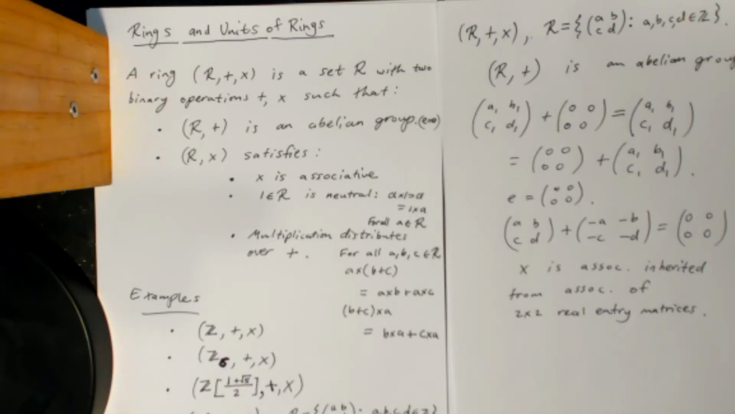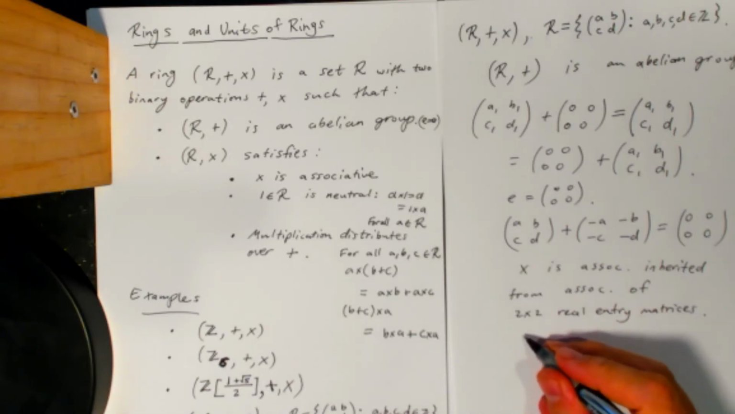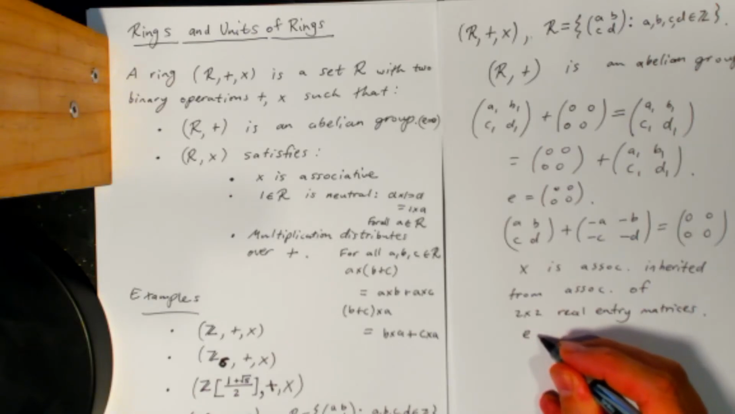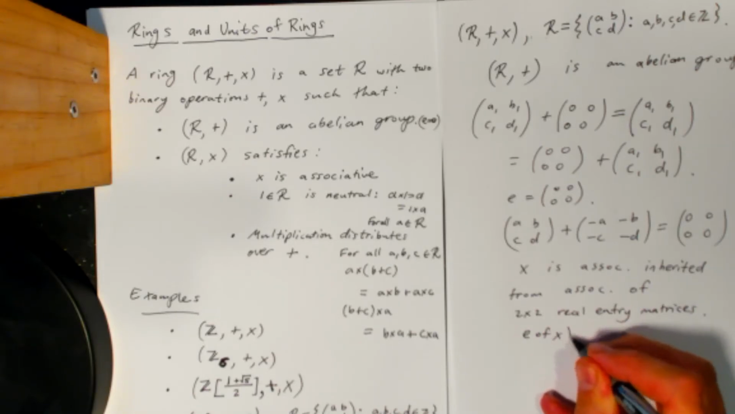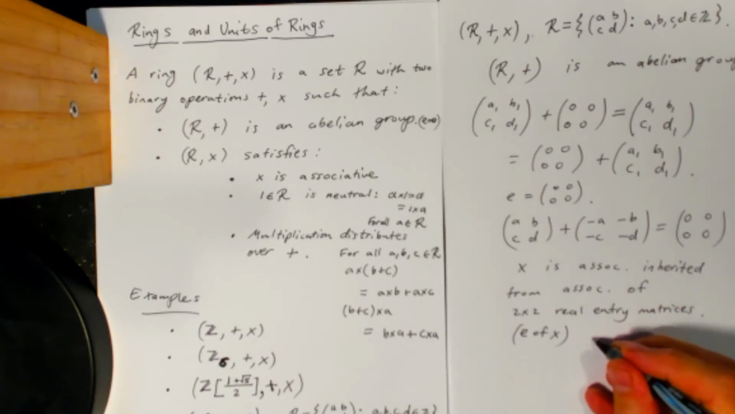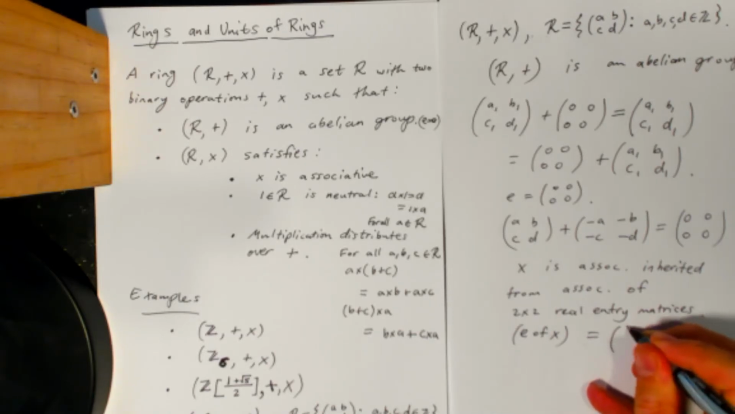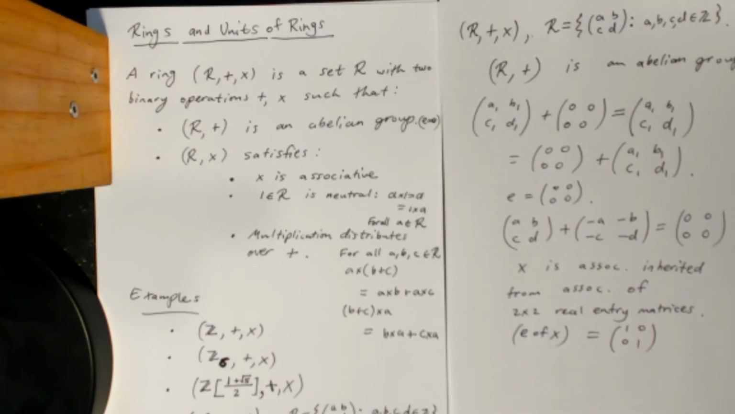Okay, now the neutral element here, so the identity, so E of multiplication is just 1, 0, 0, 1. Okay, because if I multiply a 2 by 2 matrix times this, I just get the same 2 by 2 matrix A, B, C, D.